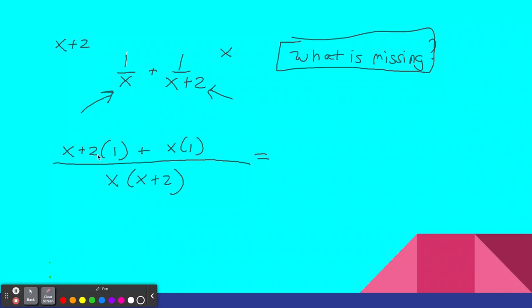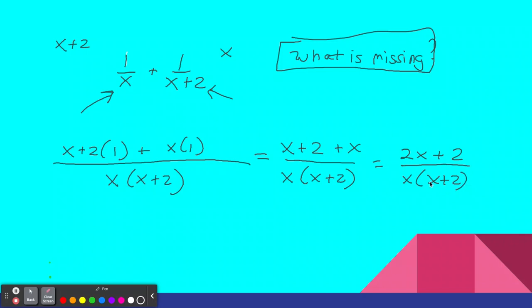So we know that x plus 2 times 1 is just x plus 2. And x times 1 is just x. Of course, we keep that denominator. And then just combine like terms. What do you think the answer will be? We have two x's here and a 2, so that'll be 2x plus 2. And we keep the denominator. They were different denominators, so we put them both together. And there's our answer, right over here.